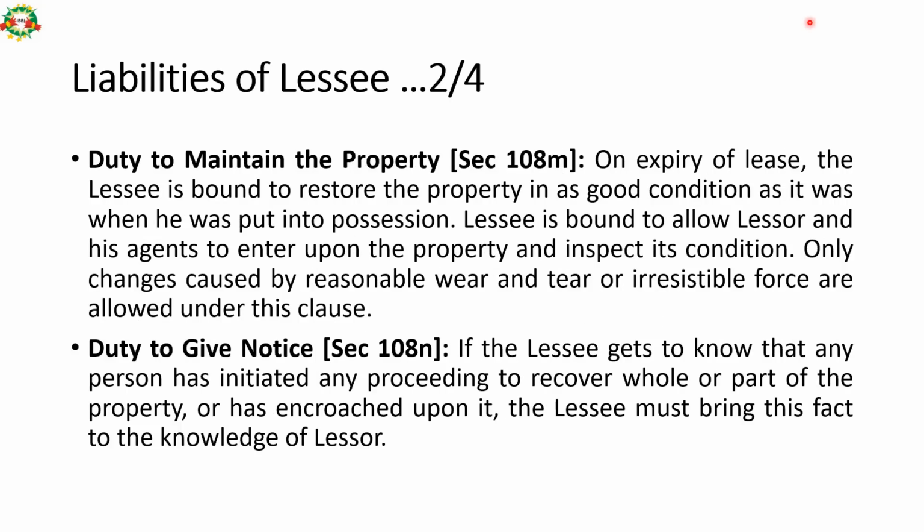Duty to maintain the property. On expiry of the lease, the lessee is bound to restore the property in as good condition as it was when he was put into possession. So in whatever condition I had taken the property as a tenant, it is my duty to give back that property to the landlord in the same condition. The lessee is bound to allow the lessor and his agents to enter upon the property and inspect its condition. So I cannot stop my landlord or his agents from entering the property and having an inspection of the property. Only changes caused by reasonable wear and tear or irresistible forces are allowed under this clause.